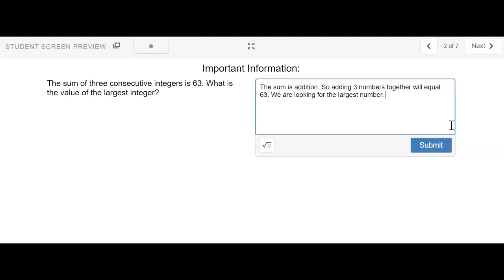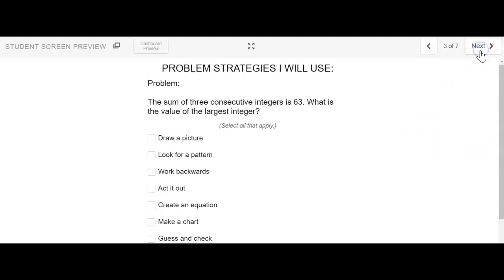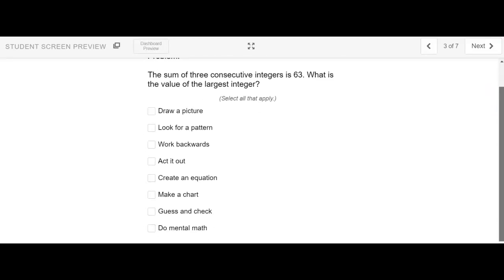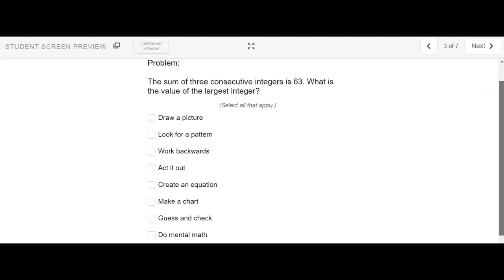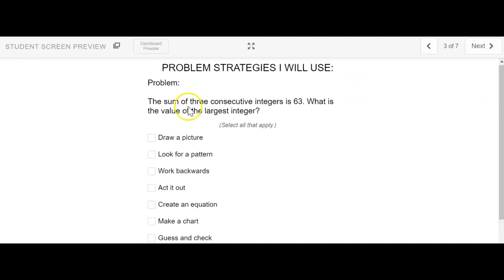So sum is addition. We're going to add 3 numbers together to get 63, and we're looking for the largest number. Something like that is your important information. Then it's going to ask you the problem strategies you're going to use. Depending upon the problem, you might want to draw a picture, look for a pattern, work it out, act it out, create an equation, or make a chart. Sometimes you want to guess and check, or do mental math. We're interested in seeing every possible way.